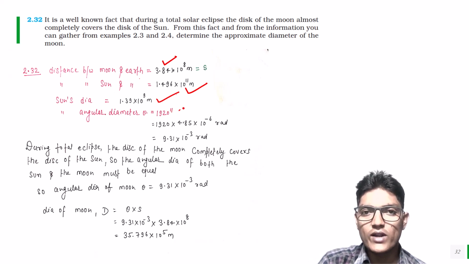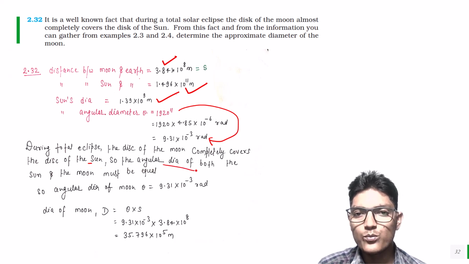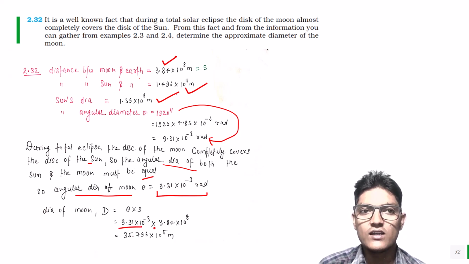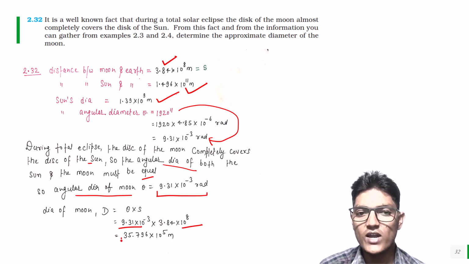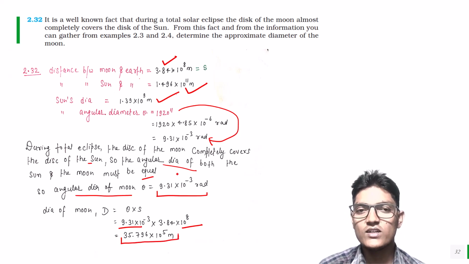If you convert this into radians, you will get this value. And during total solar eclipse, the disk of the moon completely covers the disk of the sun. So the angular diameter of both the sun and the moon must be equal. So the angular diameter of the moon is also 9.31 into 10 to the power minus 3 radians. So diameter of moon is equal to theta into s, that is theta multiplied by the distance between moon and the earth, and you will get an answer 35.796 into 10 to the power 5 meter.